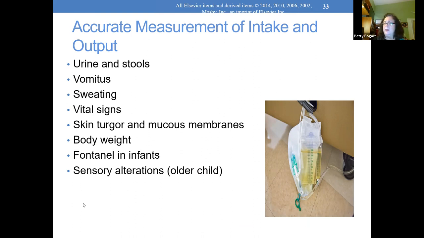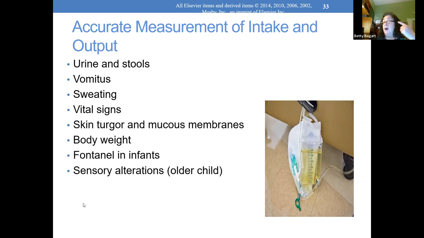So you could put chucks underneath them and then measure the chucks before and after, and still get a guesstimation of the sweat. I mean, that's going to the nth degree. I've never had to go that far, but it can be done. And then, of course, capillary refill, skin turgor, fontanelles, that's absolutely what we would be looking at. And if we're watching their weights, we're watching them losing or gaining fluid, okay?